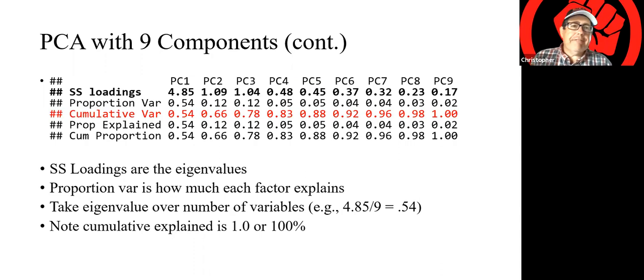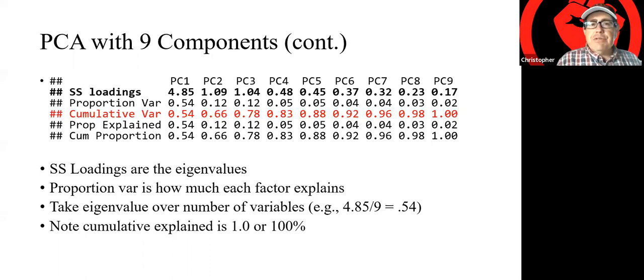Other pieces that we get here, we get the sum of squared loadings, which are called eigenvalues. These get at how much each individual component is explaining. And those values will range from 0 to however many variables you have. So these can range from 0 to 9. And to evaluate the size of these, you can look at the proportion of variance. That's simply the eigenvalue, the sum of squared loading, divided by the number of variables. So you can see for the first one, it's 0.54: 4.85 over 9, again, 9 being the number of variables, is about 54% of the variance.